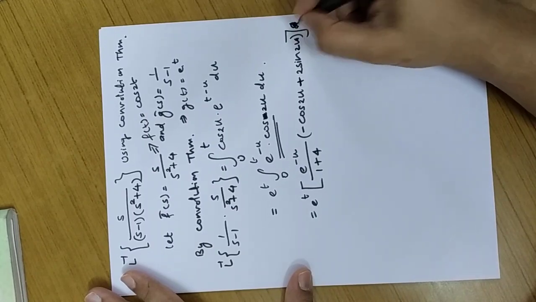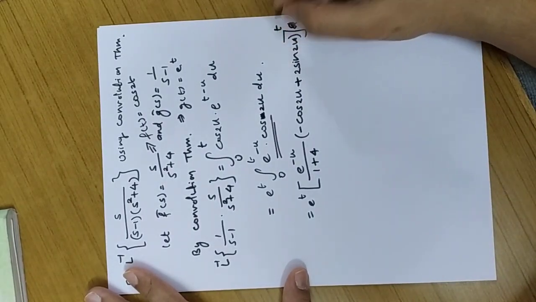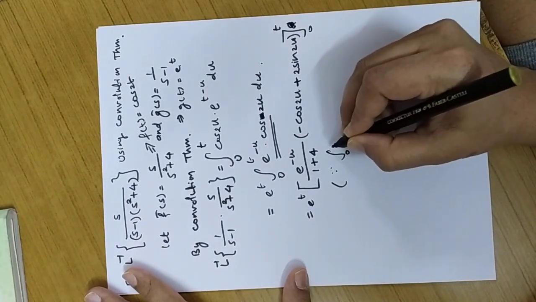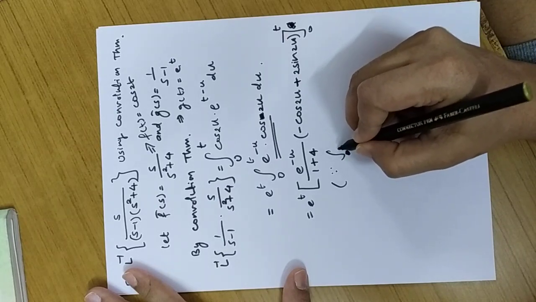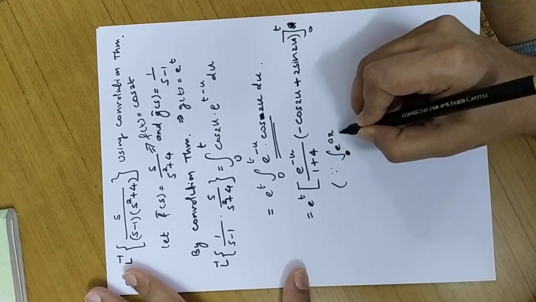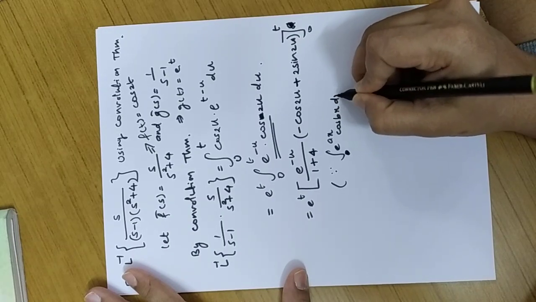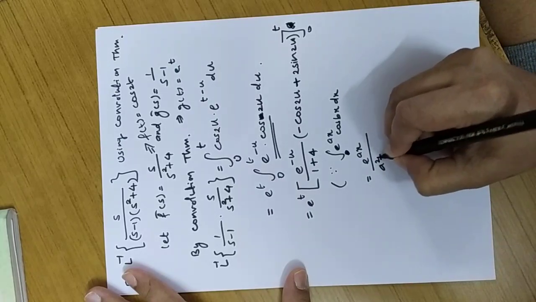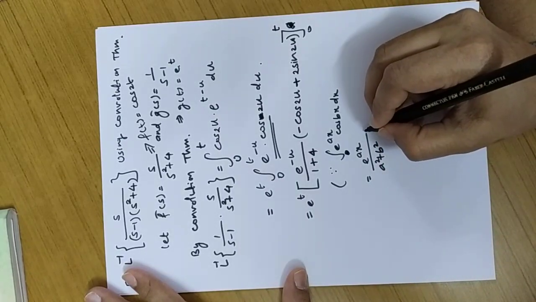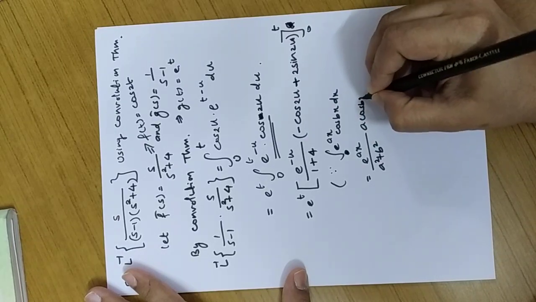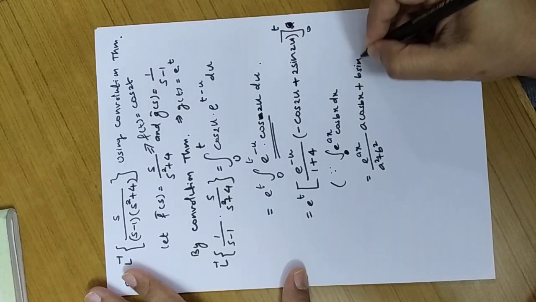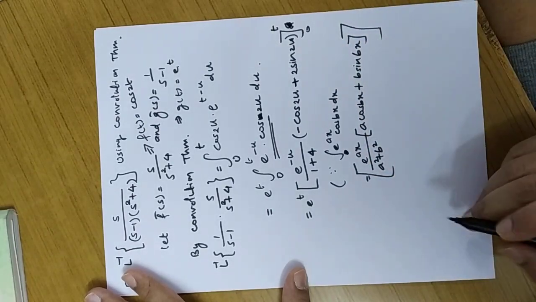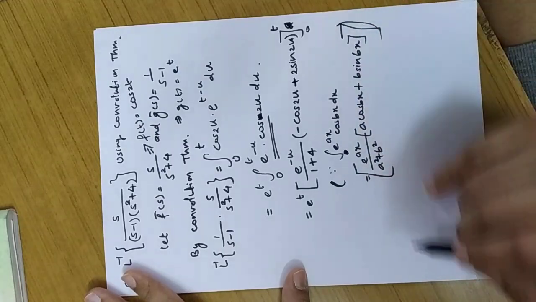Okay, this is the integration with limit 0 to t. So which formula are we using? Not limit is required, but the integral of e raised to ax cos bx dx, which is e raised to ax by a square plus b square, times a cos bx plus b sin bx. Okay, this is the integration, so this integration we are using.